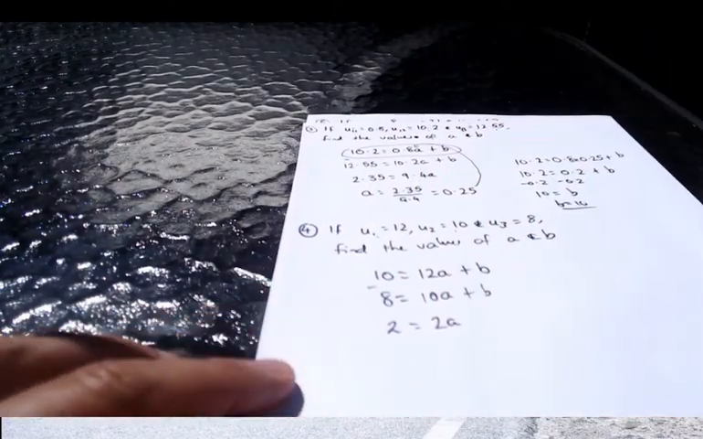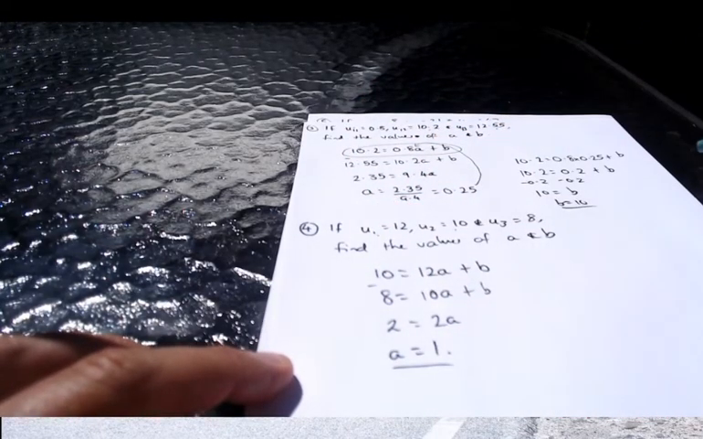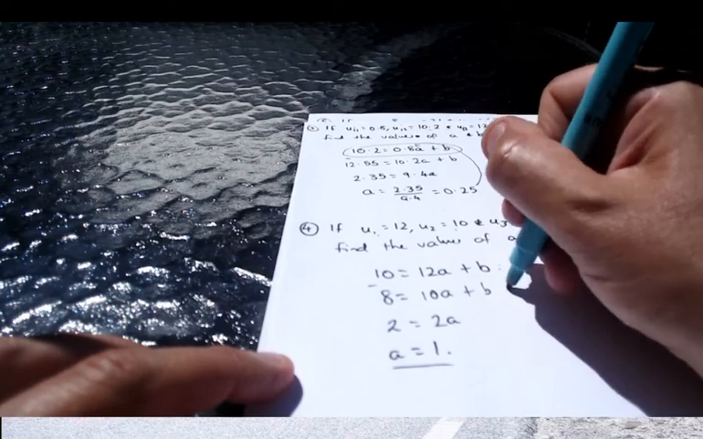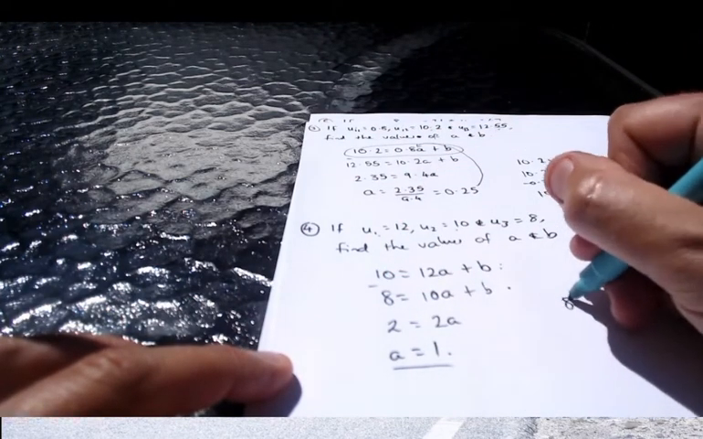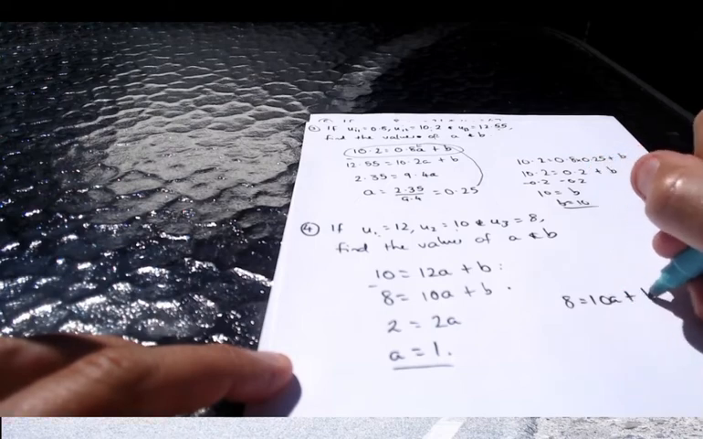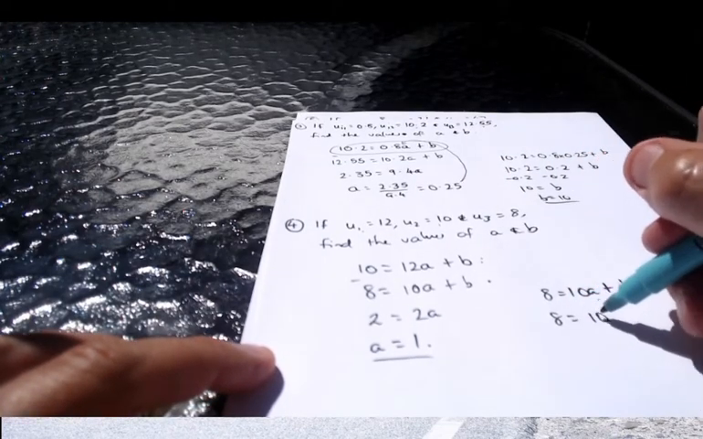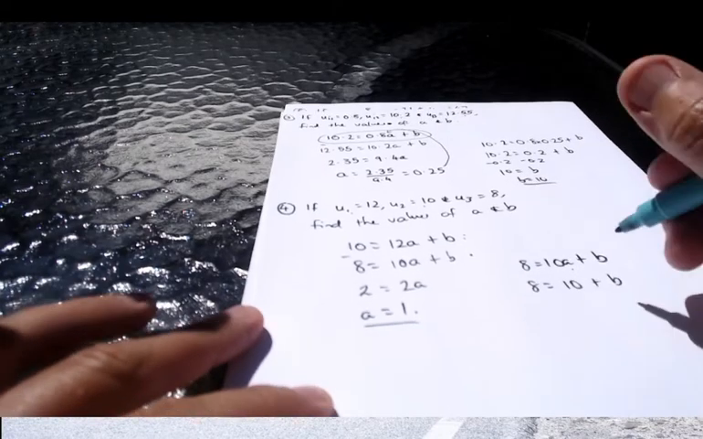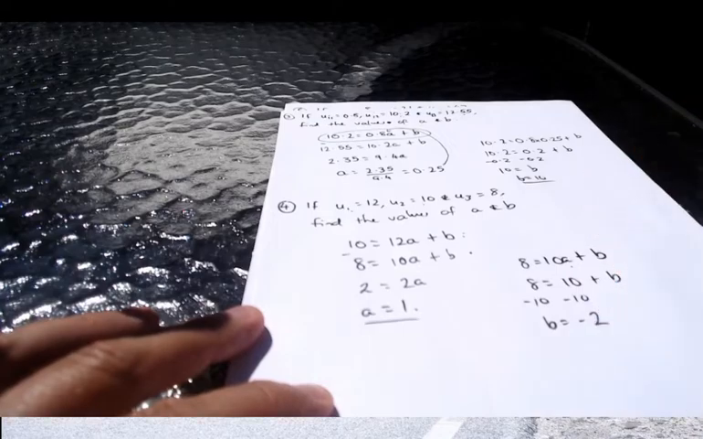And I'll be left with 2 equals 2A. So A is 1. If A is 1, go back into either equation and sub the value in. I'm just going to take the bottom one this time. I'm going to replace A with 1. So I'll get 10 times 1, or I'll just write 10. And then I'm going to take 10 from both sides. B equals minus 2.